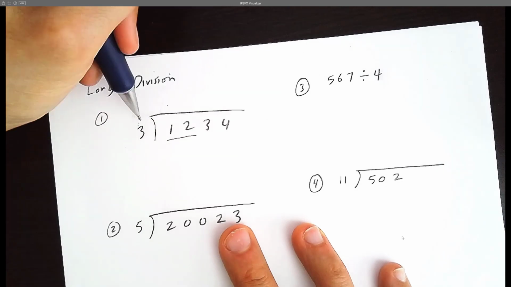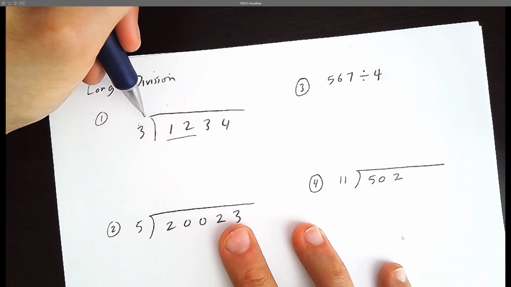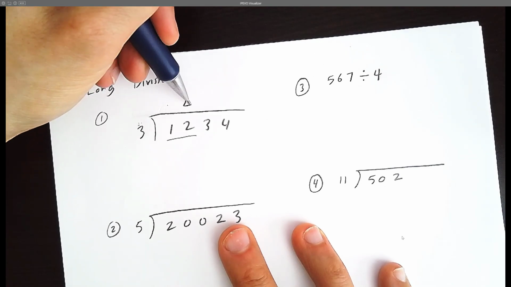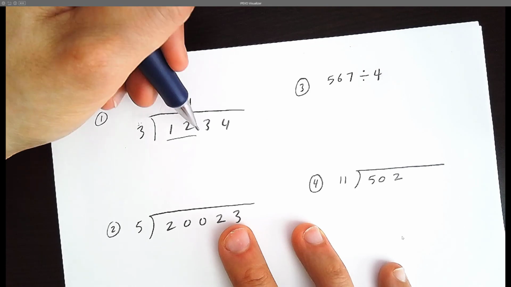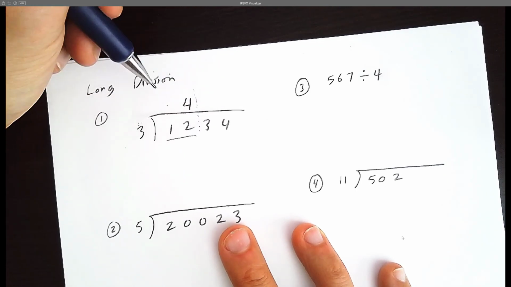3 times what is 12? So we're going to really focus on the number 12 here. 3 times what is 12? The answer is 4. And make sure the 4 is aligned just to the right of 12. If you really wanted to, you could put a 0 here, but that would be a waste of time.